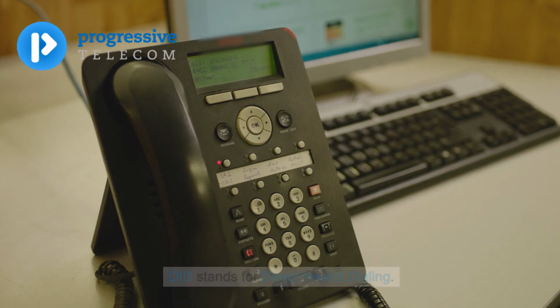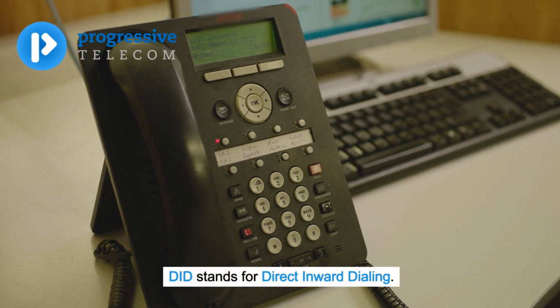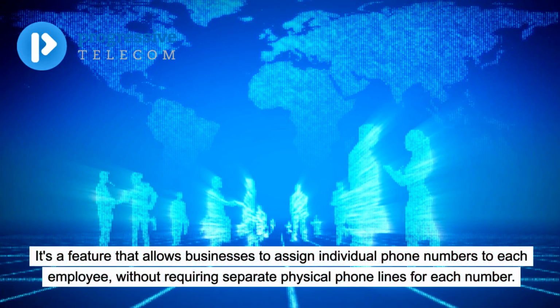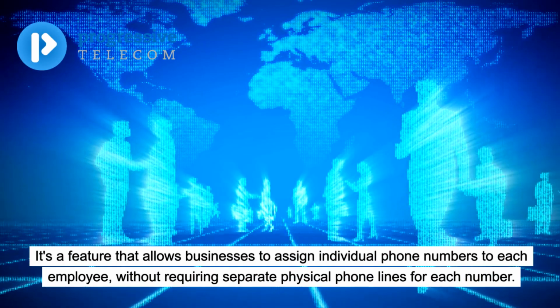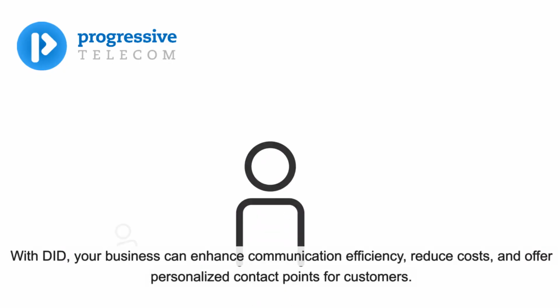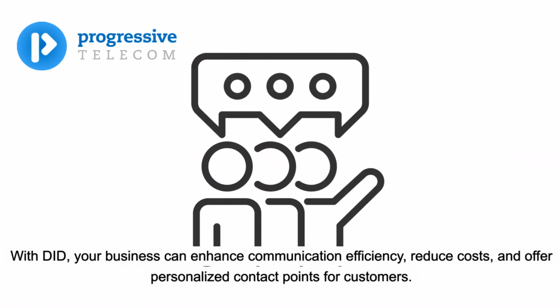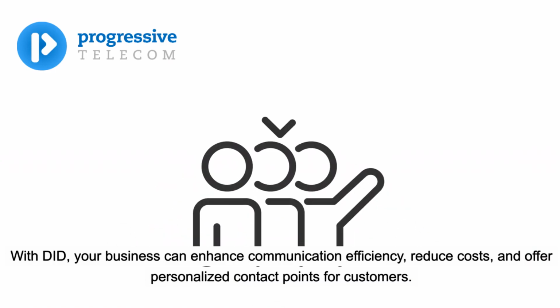What is DID? DID stands for Direct Inward Dialing. It's a feature that allows businesses to assign individual phone numbers to each employee, without requiring separate physical phone lines for each number. Benefits of DID. With DID, your business can enhance communication efficiency, reduce costs, and offer personalized contact points for customers.